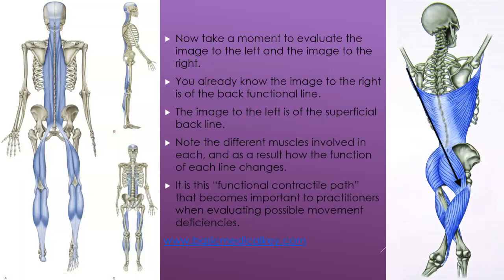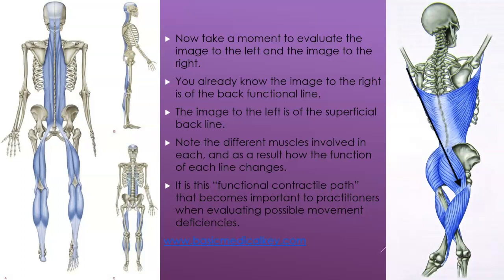So again, we go back to these two side by side. Take a look again. You already know these two, and you know the one is a functional back line, the other one's a superficial back line, and you can look at the different muscles involved, and you should know some of these from anatomy classes. But you look at the different movement patterns that are associated with these muscles, and it becomes what is a functional contractile path.